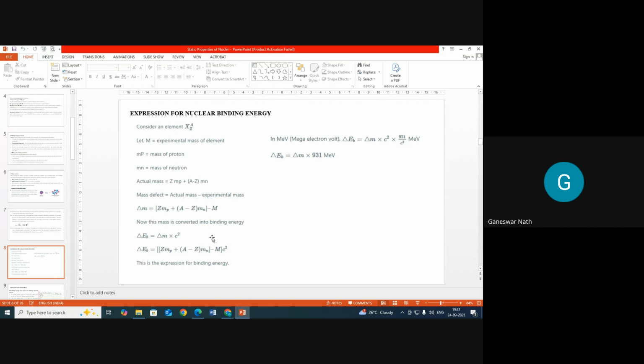Now, if I can express it in terms of energy, I can multiply delta M into C squared by 931, since C squared times the mass is in MeV. That means if delta M is given, then I can multiply by 931 MeV and immediately get the binding energy of that atom, of that nucleus. So this is the final expression for the binding energy.